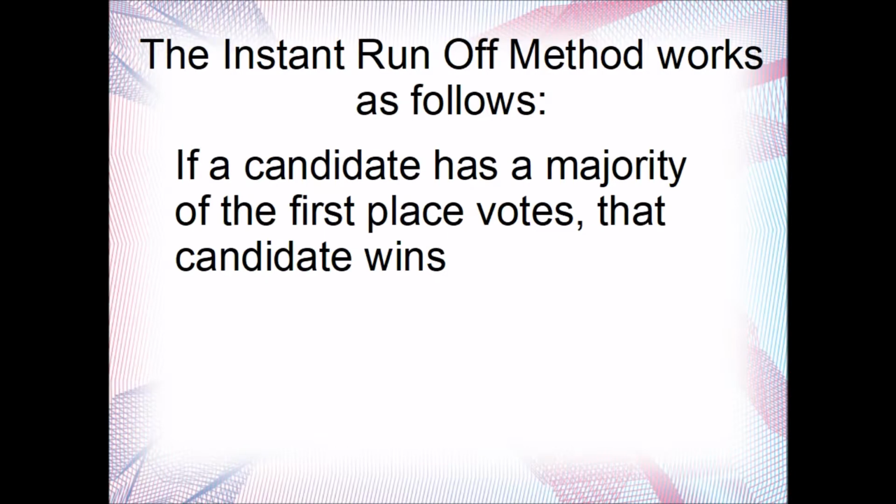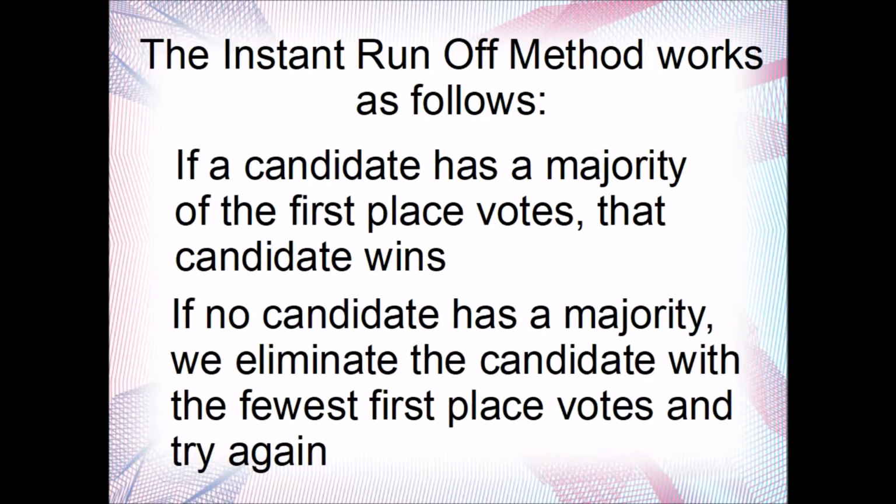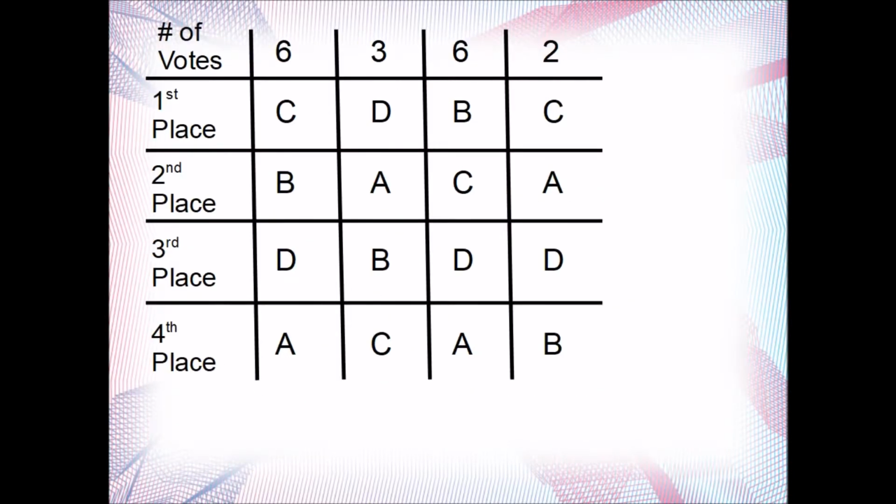end of that. But if not, if no candidate has a majority, then we eliminate the candidate with the fewest first place votes, and then we try again to see if anybody has a majority now. We keep doing this until somebody has a majority of the first place votes. So let's look at an example here. I've got my preference schedule.